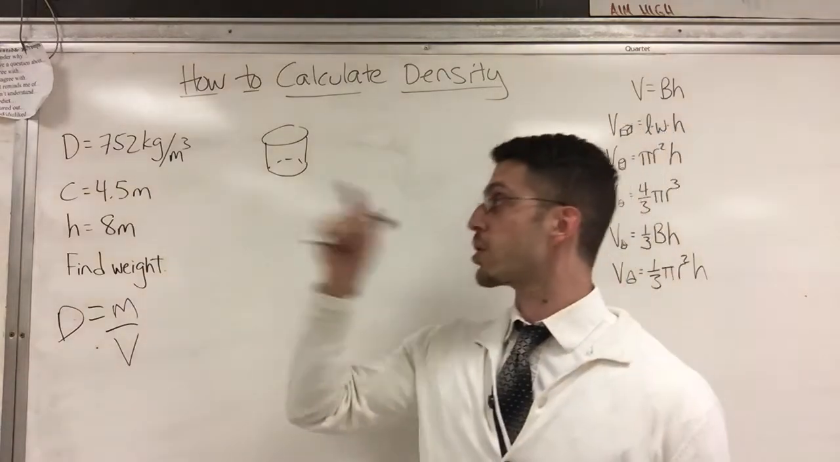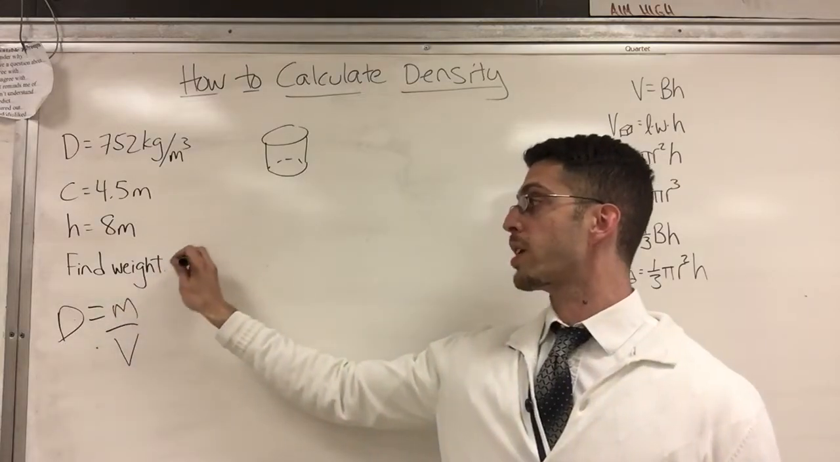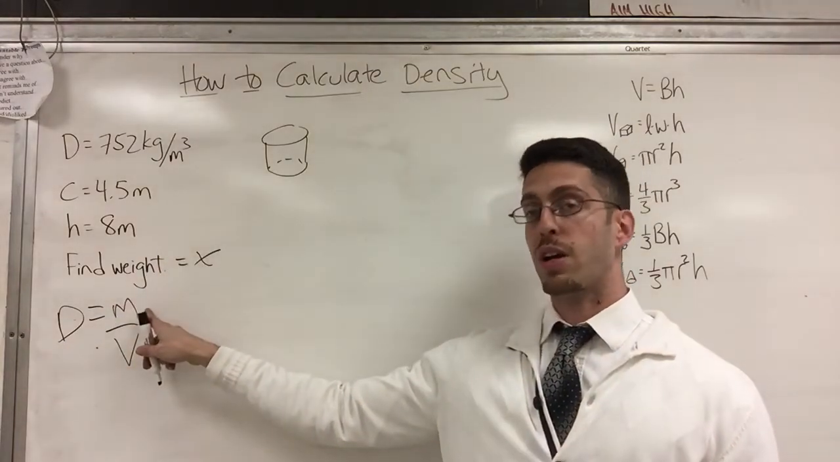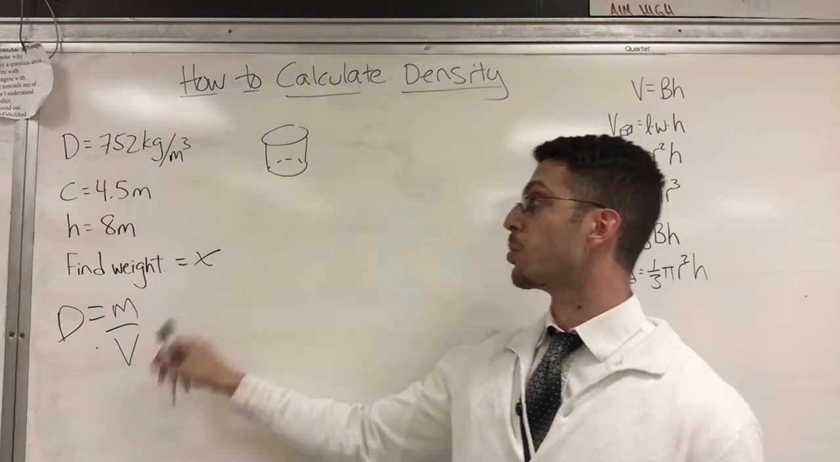So let me fill in the information. I already know density, so I know this part of the formula. They want you to find the weight, so that's unknown. I don't know the mass. That's what we're going to solve for. That means I definitely need to know the volume.